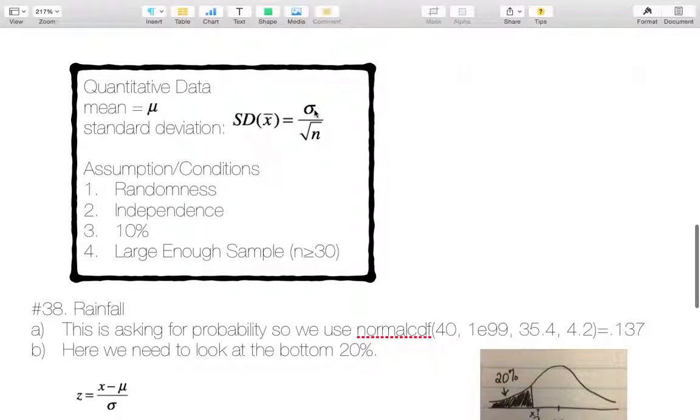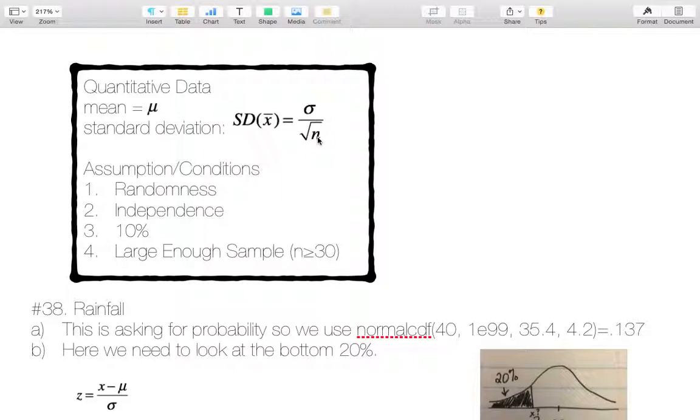They will give you sigma, which is our population standard deviation. And to calculate the standard deviation for my sample, x bar is the average. That's the symbol for your sample's standard deviation. We're going to divide the standard deviation of the population by the square root of our sample size.